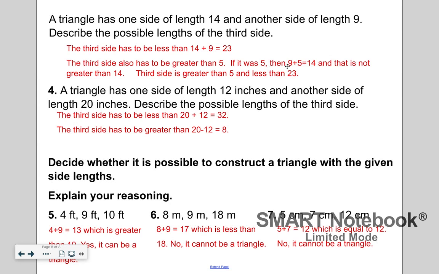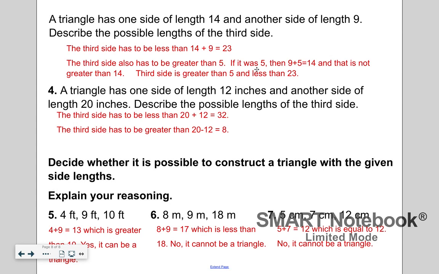If it was 5, then 9, this is the 9 right here, plus 5 would equal 14. I would have that situation where the two sides just kind of lay on top of the third side. They can't lift up to make a triangle. If you pick anything less than 5, okay, 9 plus that other one, they're not even going to reach each other. So the third side has to be greater than 5. So there are two restrictions. It has to be less than 23, okay? And it has to be greater than 5.